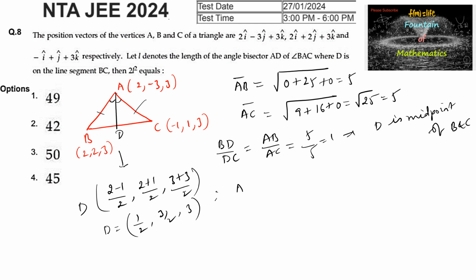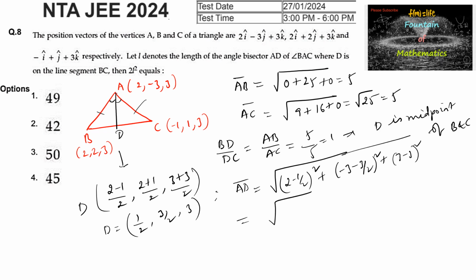And now the length of AD is equal to the distance, (2 - 1 by 2) whole square plus (-3 - 3 by 2) whole square plus again (3 - 3) whole square, which is equal to 2 to the 4 minus 1, 3 by 2 whole square is 9 by 4, and here -6 - 3, that is -9 by 2 whole square is 81 by 4, and again plus 0, which is equal to root of 90 divided by 4. 90 divided by 4 is nothing but 3 by 2 into root 10. So 3 by 2 root 10 is the value of L.